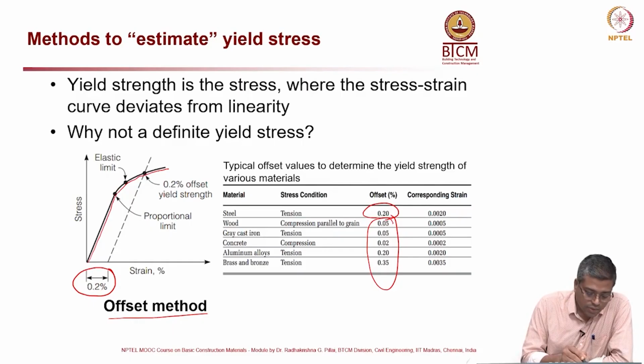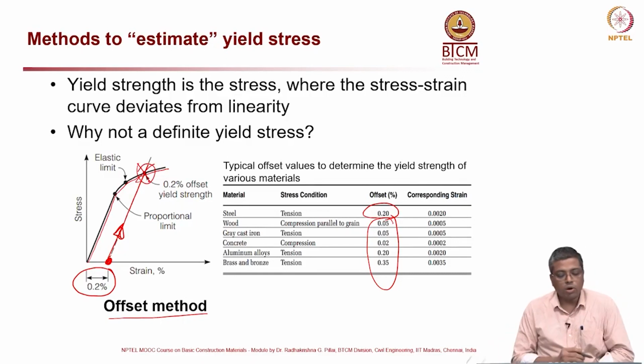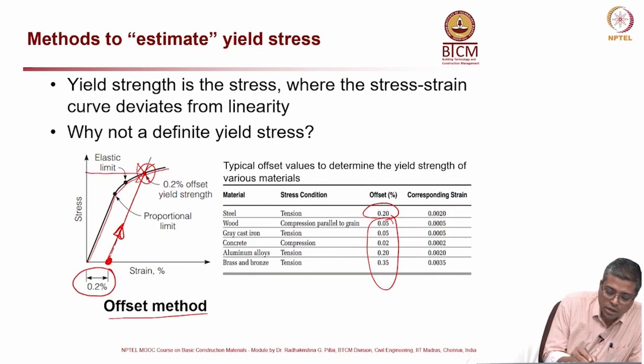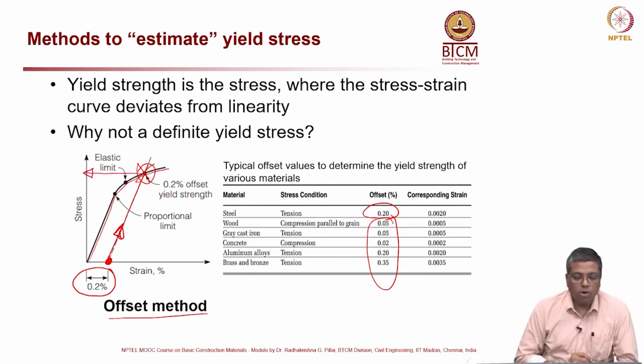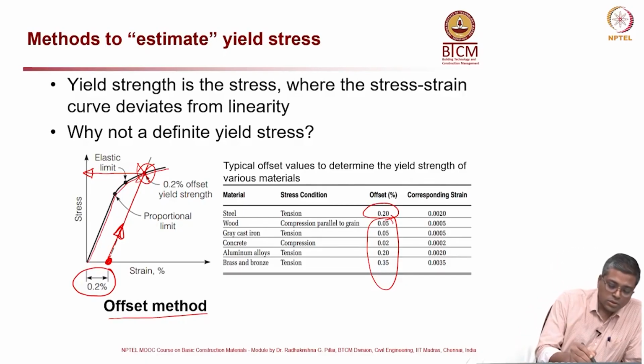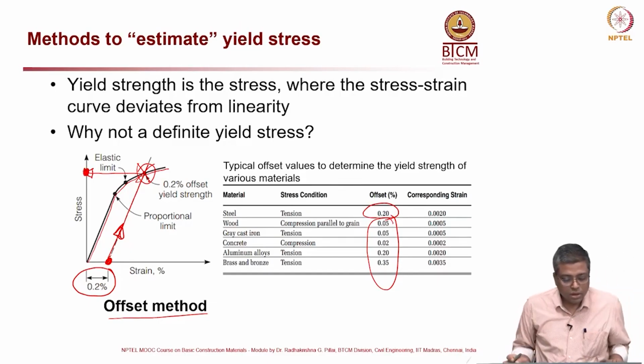Anyway, let us look at this graph here. You take 0.2% for steel, so you mark 0.2% here, and then draw a line parallel to the original curve. Wherever that line hits the curve, at this point here on the top right, the stress corresponding to that point is what we call the yield stress or yield strength. So, this is the point which is of importance.